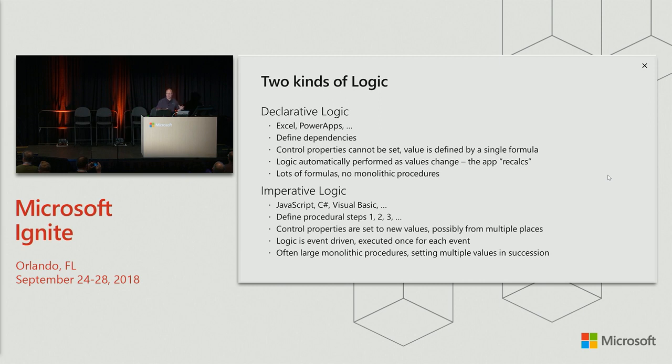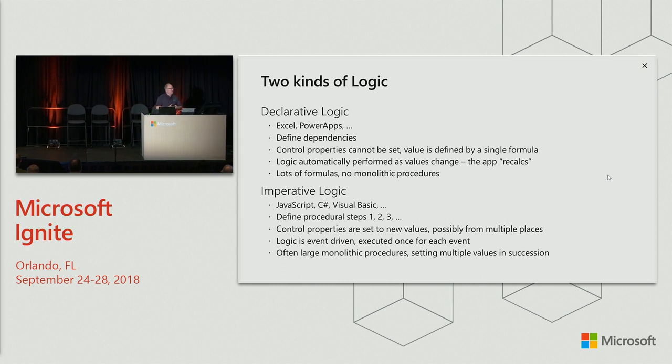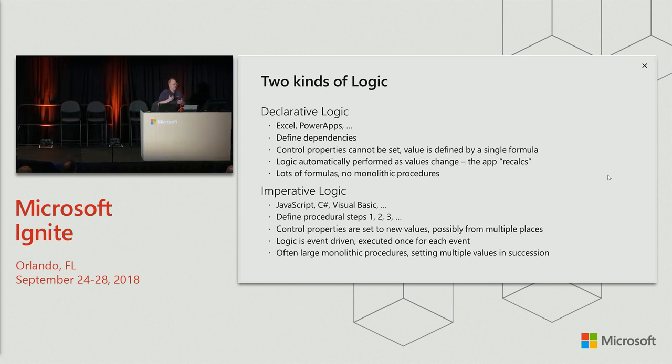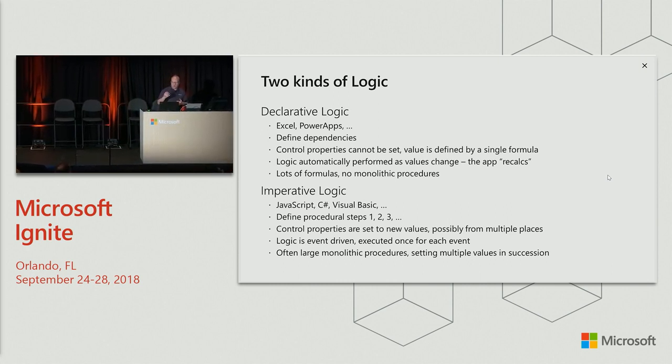There's a whole graph that's kept in the background that we run through and make sure that everything's up to date. There's lots of formulas. There's lots of little things as opposed to large monolithic procedures. On the other hand, there's more imperative logic, things like Visual Basic or JavaScript or C#, where you define procedures, step 1, step 2, step 3, do these things in this order. You have larger monolithic procedures that do a bunch of things in sequence, and they have to be done in that sequence for it to operate properly.